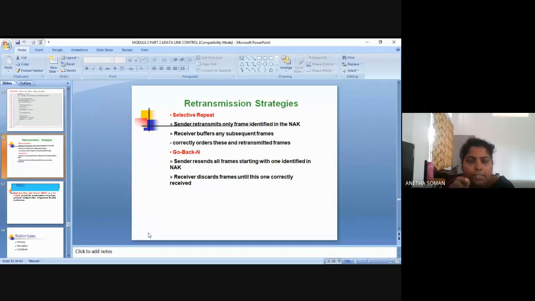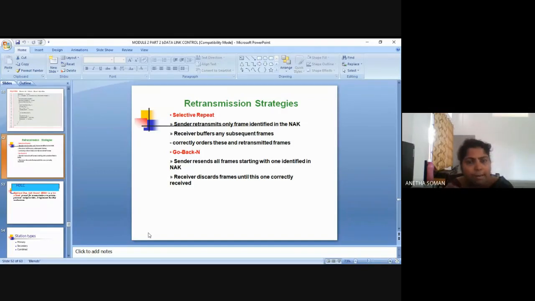Okay. Now, just go through the retransmission strategy. This is the summary of what I told yesterday. In go back N, the sender resends all frames starting with the one identified in the NAK. Also, it discards the frames until the correct one is received. So it is called go back N. So if one frame is identified in NAK, whatever frames come from the sender side will be discarded. Until the correct frame is received, the receiver won't accept the other data. If the correct data comes, then they will accept it, in case of go back N.